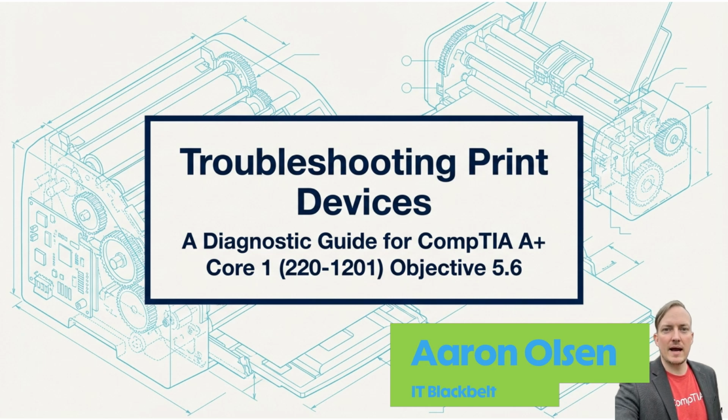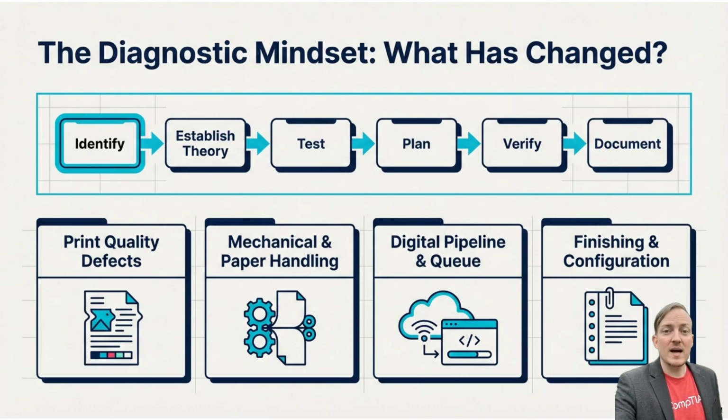Today we are tackling CompTIA A Plus Core 1, Objective 5.6, Troubleshooting Print Devices. Let's get to work. First up is the diagnostic mindset. We always start by asking, what has changed? From there, we follow the CompTIA troubleshooting steps. Identify the problem, establish a theory, test that theory, plan your action, verify full functionality, and finally, document your findings.